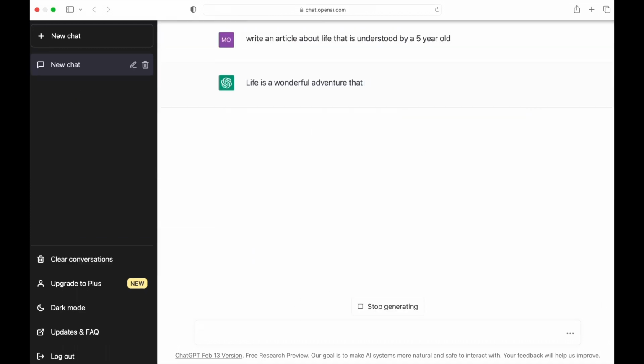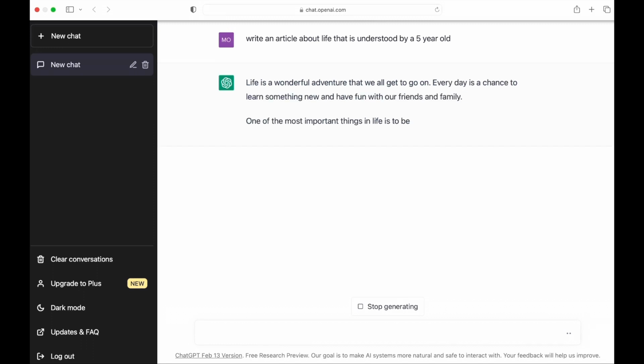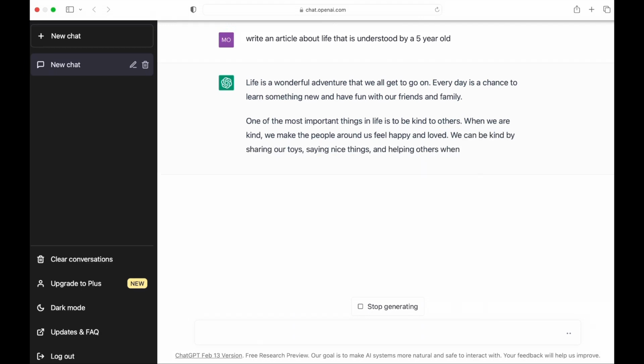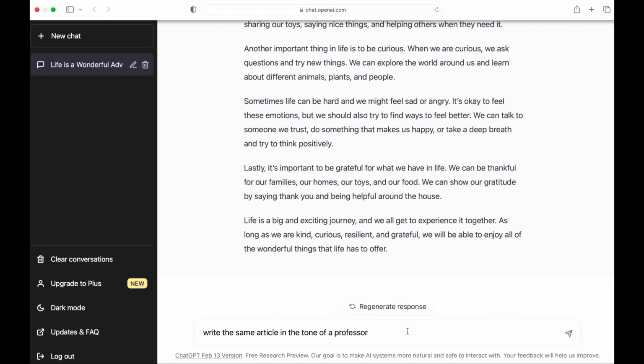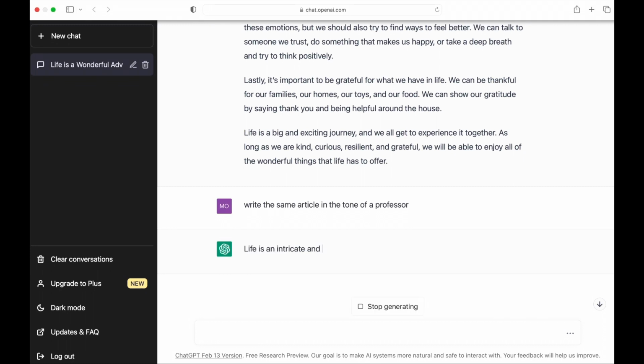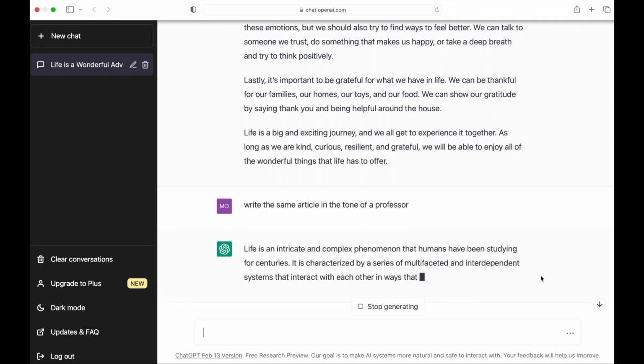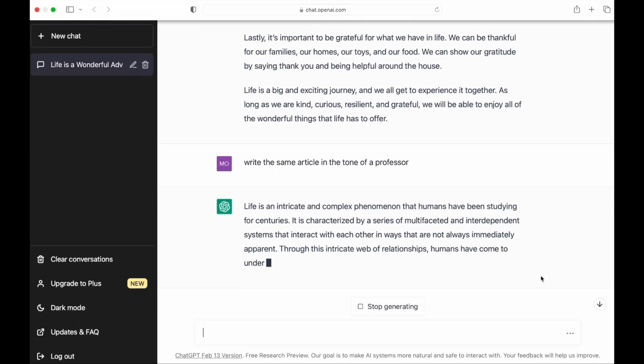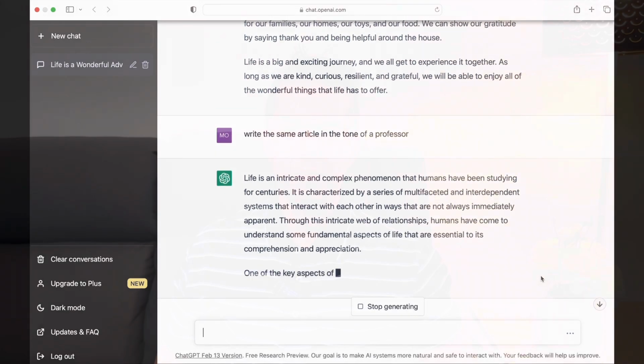The possibilities with ChatGPT are endless, because you can go to any extent and prompt ChatGPT to write an article about life that is understood by a 5-year-old. After getting the response, you can also ask the model to write the same article in the tone of a professor, using an informal tone or a professional tone based on your requirements. You can also teach ChatGPT your style of writing. Yes, you heard me right. And this is pretty simple to do.